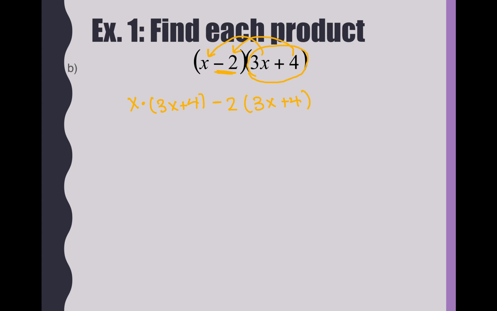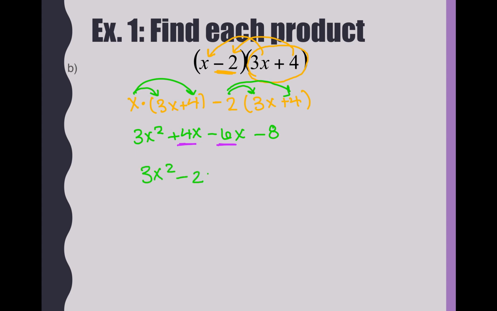Now I get to use my distributive property. X times 3x is 3x squared. X times 4 is 4x. That negative 2 times 3x is negative 6x. And that negative 2 times 4 is negative 8. Combine like terms, I have two x's here. My final answer becomes 3x squared minus 2x minus 8.